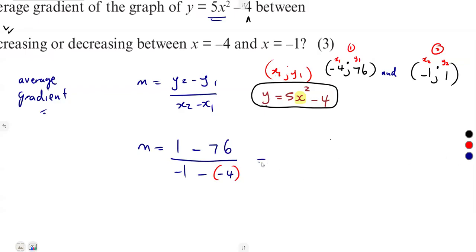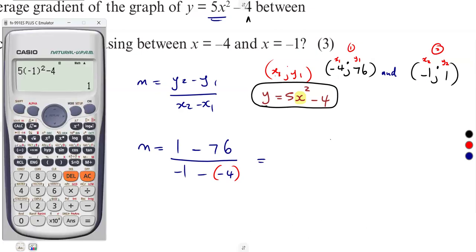So guys, the calculator is going to simplify everything. Let us have our calculator. Put a fraction: 1 minus 76 over -1 minus, then you open the bracket as it is here, you put the negative, -4 like this. So that was going to give us -25.